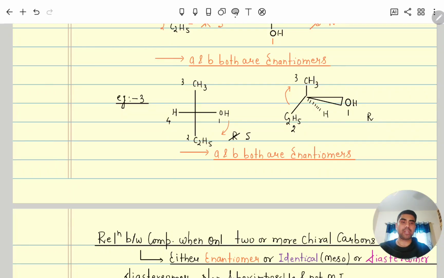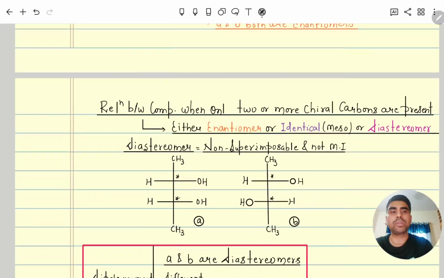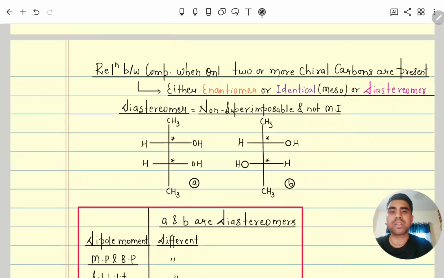Again I am telling, if their percentage is 50-50%, only then will the overall mixture be 100% optically inactive. Otherwise, if their percentage is not 50-50%, then whichever enantiomer is in excess will make the overall mixture optically active. Next, moving further, we discussed the relation when a molecule or compound has one chiral center.